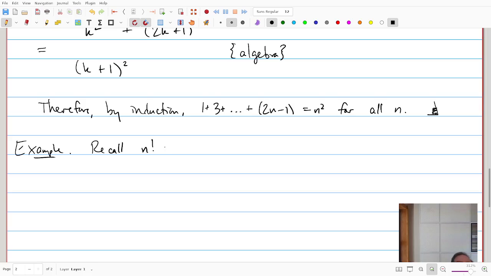n factorial means 1 times 2 times 3 times dot dot dot times n, the product of all the numbers from 1 through n. And I want to prove something that tells me a little bit about how big this gets. Let P of n be the statement that 2 to the n is less than n factorial. Okay, so I want to claim that n factorial is bigger than 2 to the n. So that tells me something about how big that gets, or that it's actually bigger than 2 to the n.